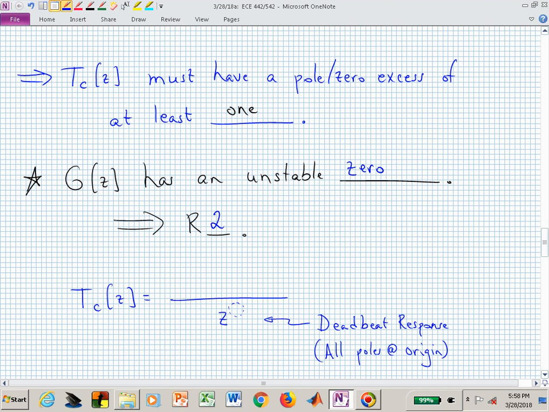So we're not wanting to cancel the unstable poles and zeros of our plant with our controller, and that forces restriction 2 and restriction 3 into existence. Restriction 2 is dealing with an unstable zero, and I'll remind you that that means we need to place into our desired closed loop transfer function a zero factor at that same location. So we need to force T sub C of Z to have unstable zero factors consistent with our unstable zero factors in the plant.